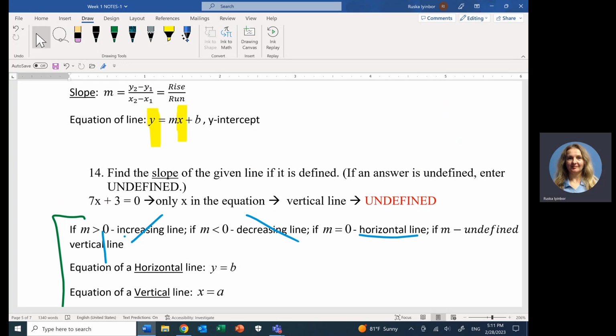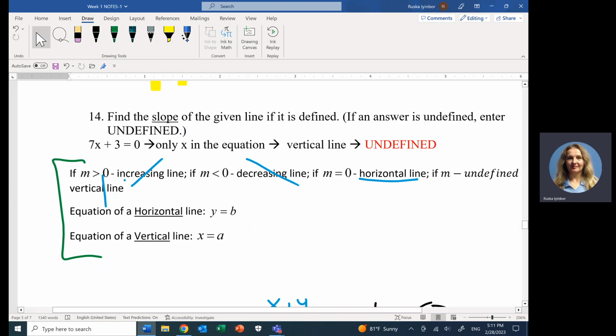Okay, now if the equation has only x or only y, you have a kind of exception: horizontal and vertical lines. The equation of a horizontal line has only y in it, and the equation of a vertical line has only x in it. So this is given. They give us this equation here, 7x plus 3 equals 0. We have to find the slope of that equation. How do you find the slope? Looking at the equation, it has only x in it, right?